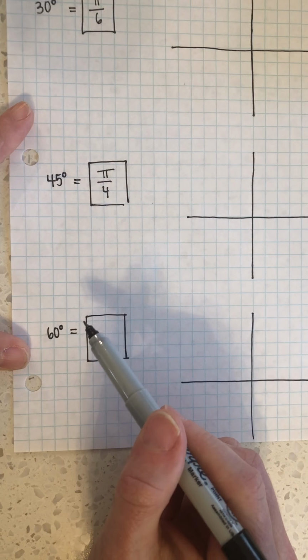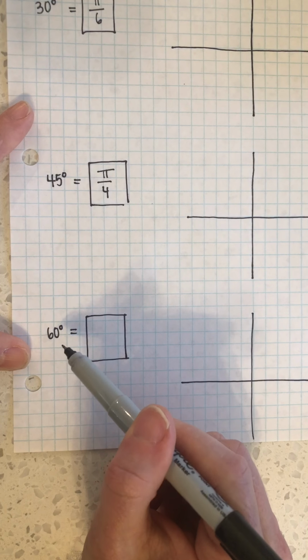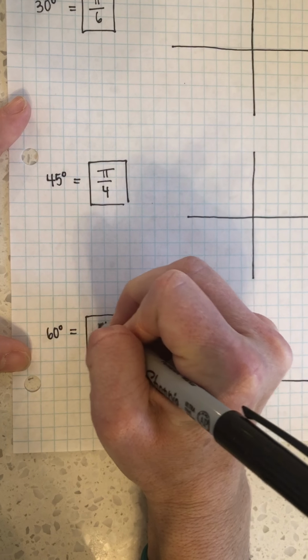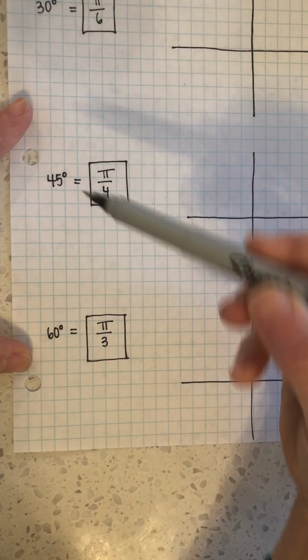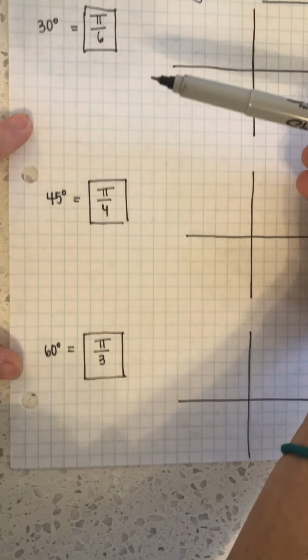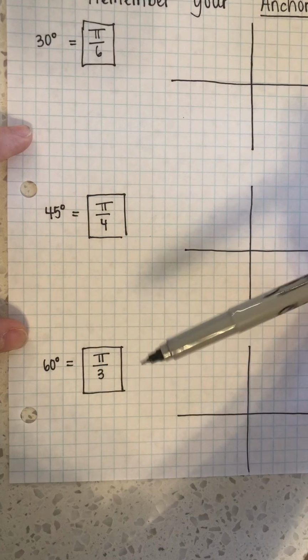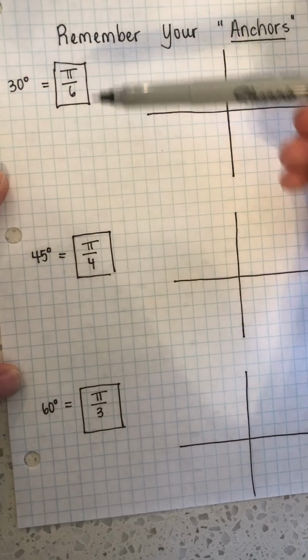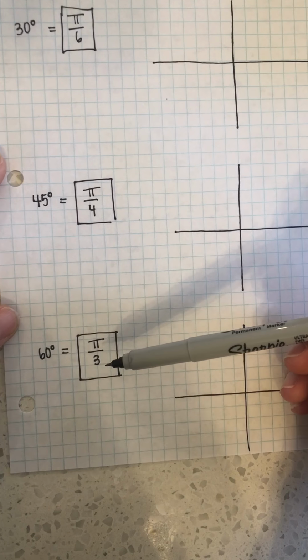All right, and then you have 60 degrees, right? 60 degrees is pi over 3 radians because 180 divided by 3 is 60. So you really should get familiar with these three angles in their radian measure: pi over 6, pi over 4, and pi over 3. You're going to see them a lot.